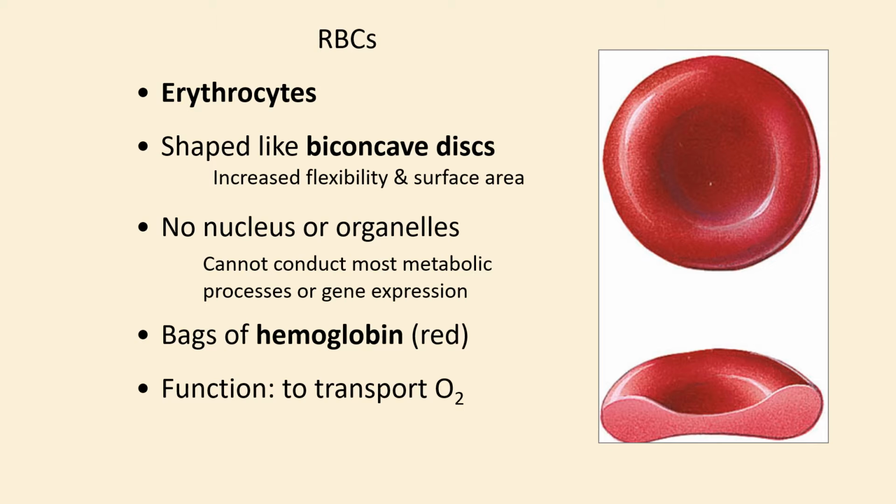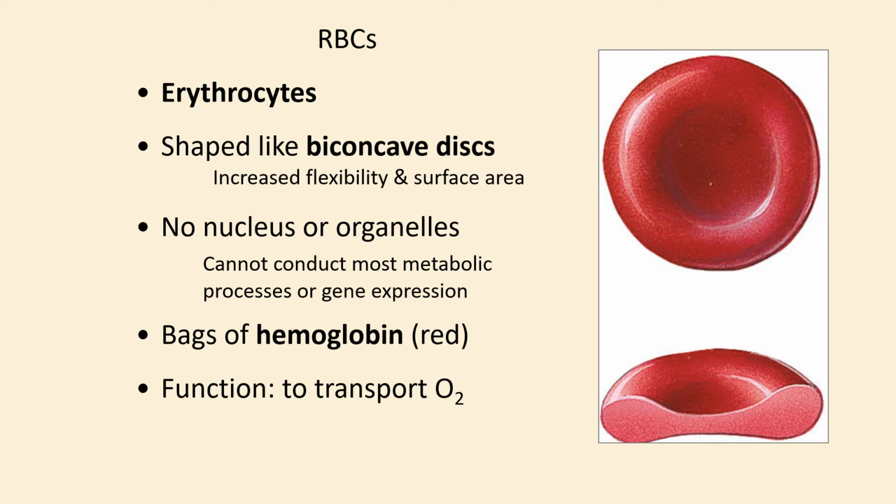So let's take a closer look at your red blood cells. Red blood cells are also known as erythrocytes, where erythro means red and cyte means cell. And erythrocytes are basically bags of hemoglobin. They don't have any nuclei, they don't have any organelles. During the development of red blood cells, the nucleus and the organelles are ejected from the cell, essentially to make room for more hemoglobin and to allow the cell to take on this characteristic shape.